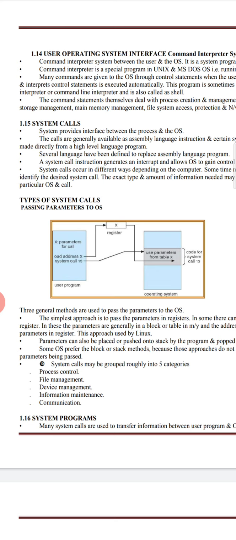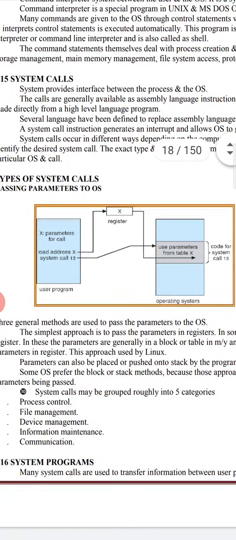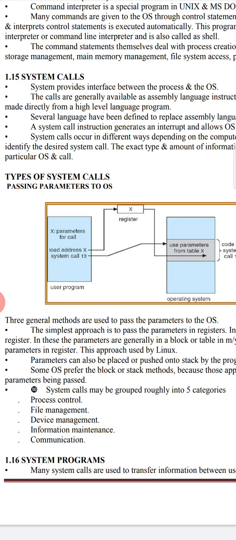Okay, so here you see the load address x, where x is the parameter. Its address is loaded into the register. This is going to check in the operating system whether this particular parameter is present or not. Then we need to know the code for the system call next. This approach is taken by Linux and Solaris.